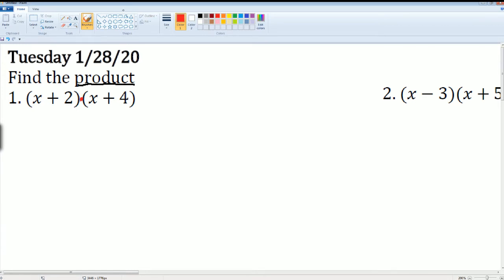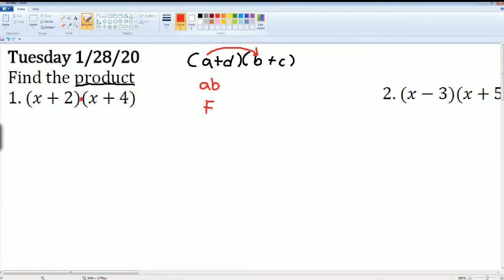Okay, so let's review basic FOIL. If you have something that looks like (a + d)(c + b), or you could do b plus c here. The first thing you're going to do is the FOIL. So that is your first term, this is your A, B. That's when you multiply. So this is considered your F because that is your first.